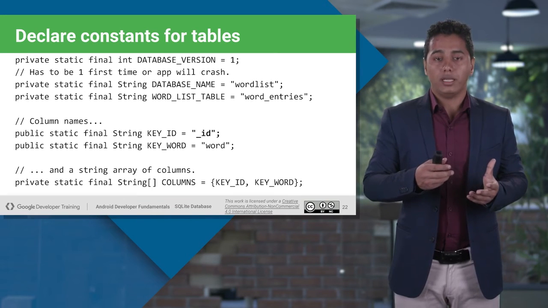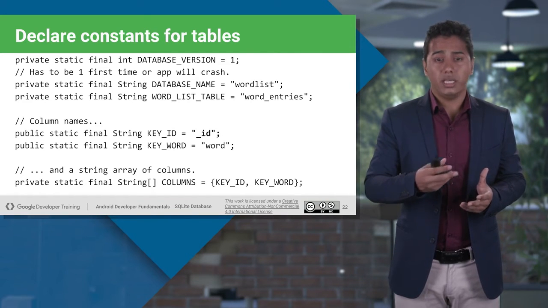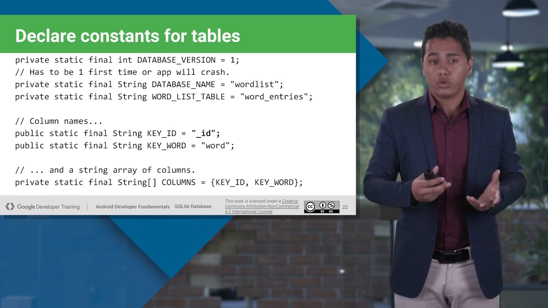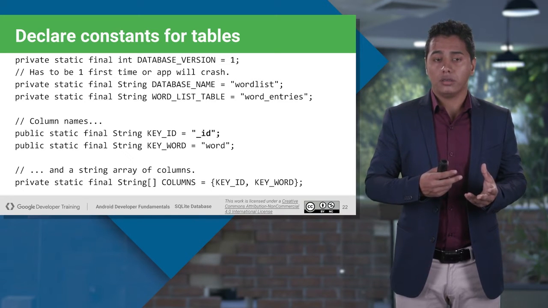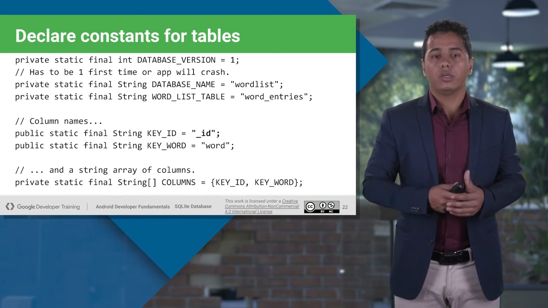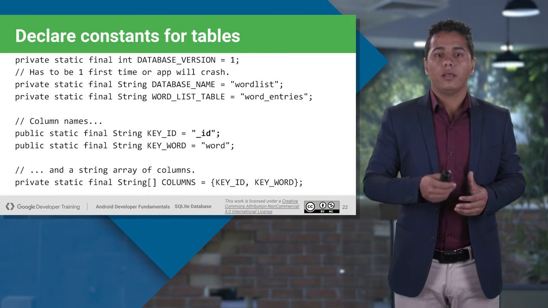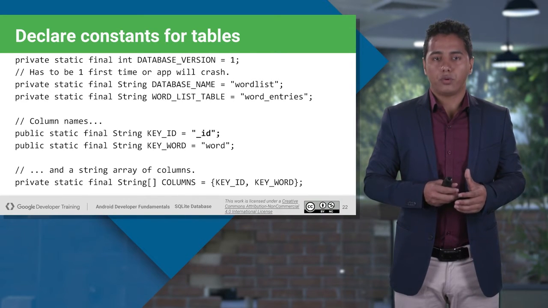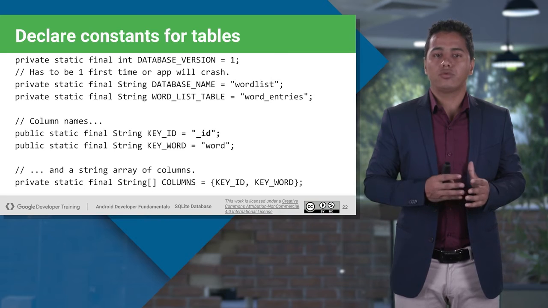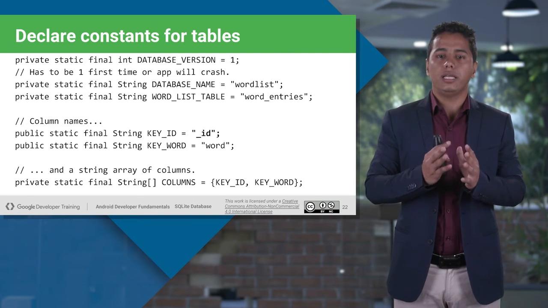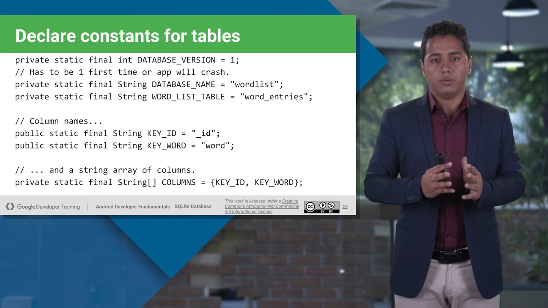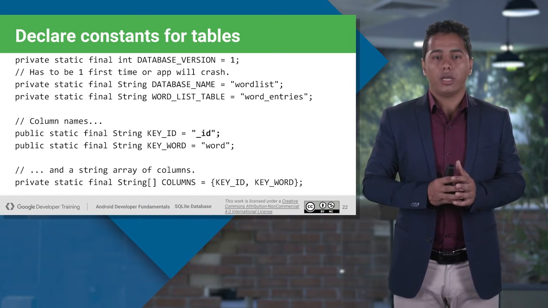Like you can provide database version, database name, table name. If you want to provide the column names as constants, then you can provide the column names also as constants. After you provide the constants for that, then you have to also provide the query for creating your first table inside the database. So how can we do that?